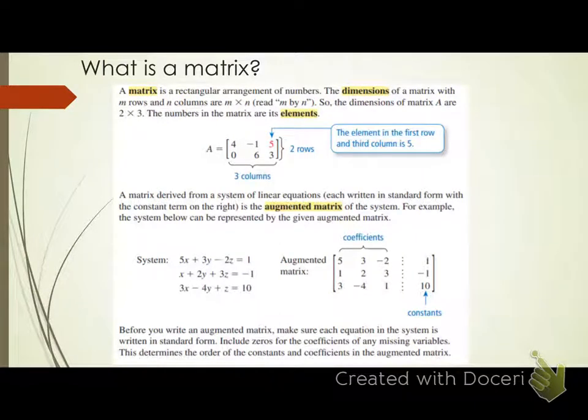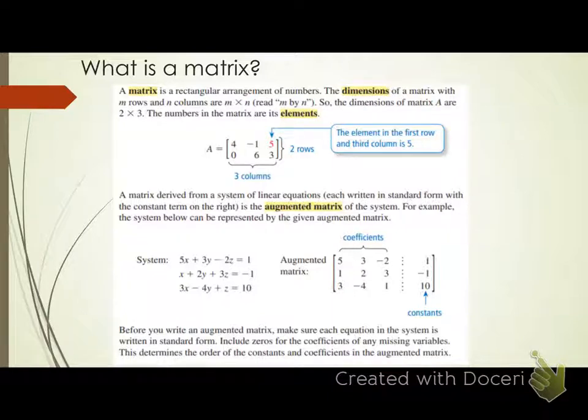So you may be asking, what is a matrix? A matrix is a rectangular arrangement of numbers. The dimensions of a matrix with m rows and n columns are m times n, and that's read as m by n. So the dimensions of matrix A below, right here, are 2 by 3, because there's 2 rows and 3 columns. The numbers in the matrix are its elements. We call those numbers inside the matrix elements.